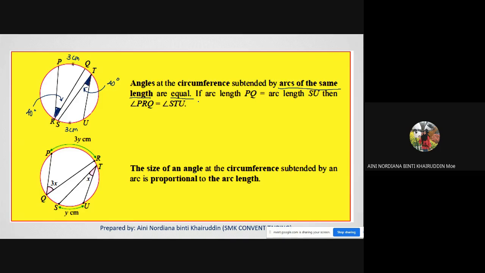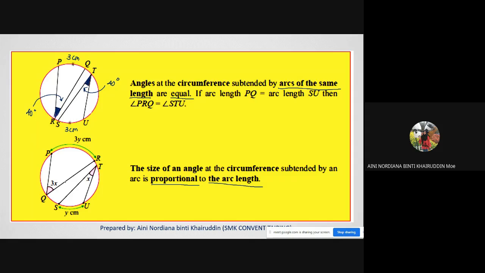Okay, so faham. Arcs with the same length, the angles have the same value. So next, the size of an angle at the circumference subtended by an arc is proportional to the arc length. Okay, tengok kat sini. If the length is y cm, then the arc is x cm. If the length is 3y, then the arc is 3x.